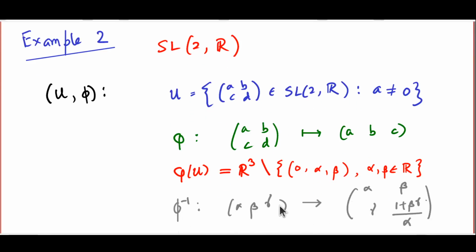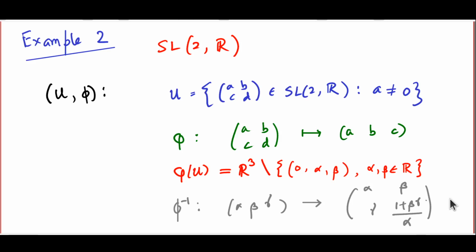Phi inverse takes a triplet alpha, beta, gamma, let's say, and recovers the matrix with entries alpha, beta, gamma, the same as these numbers, with the fourth entry of the matrix being given by (1 plus beta gamma) by alpha. Note that one condition on the triplet alpha, beta, gamma is that alpha is not 0, and only then will this point be in phi of U. And therefore, this particular calculation that we have done here is a perfectly legitimate 1 to 2. So this was one of the two charts.